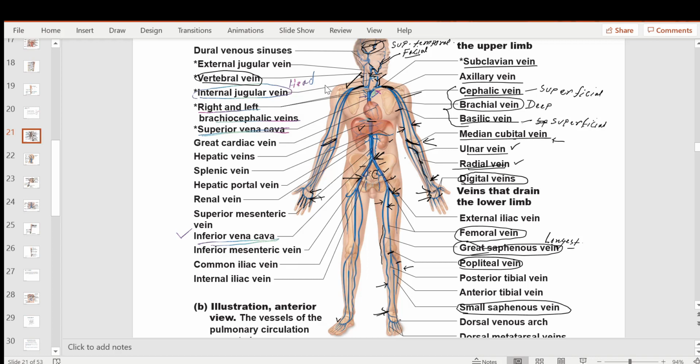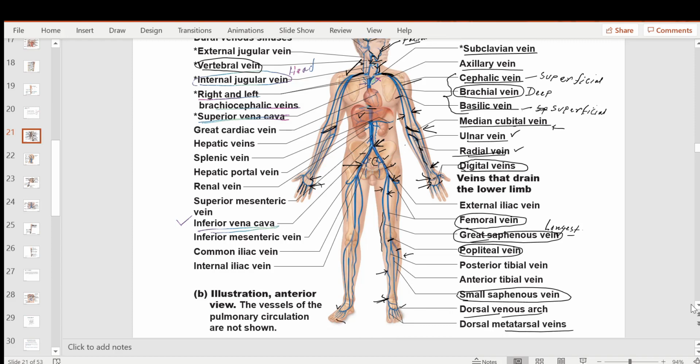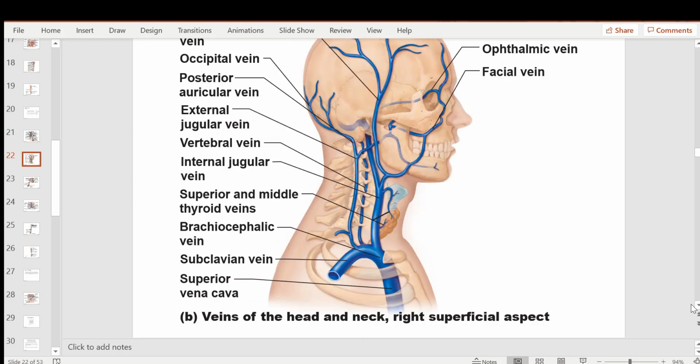Okay, we have the venous arches, dorsal and plantar venous arches. And from the venous arches we get the metatarsal veins and the digital veins. So that is the venous circulation in your body, and the large veins. There are many smaller veins, those we cannot cover in this lecture.